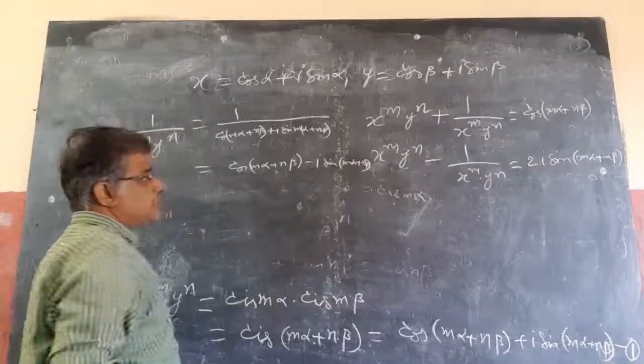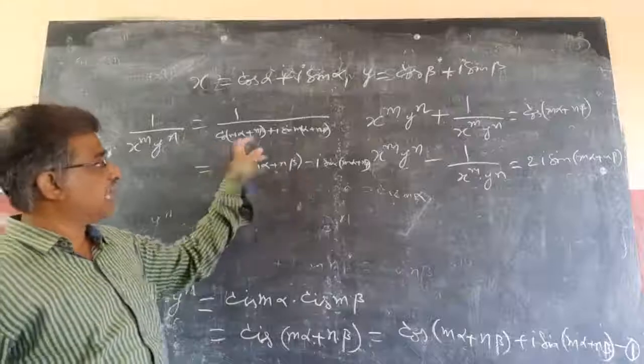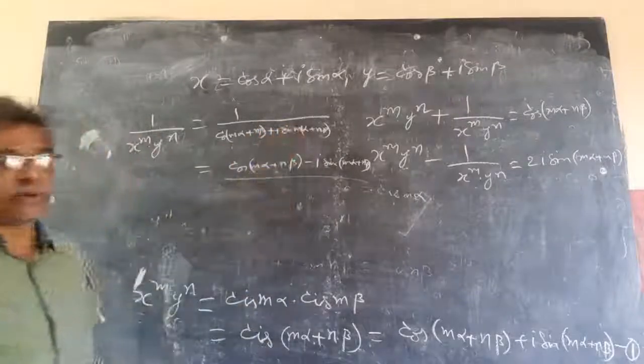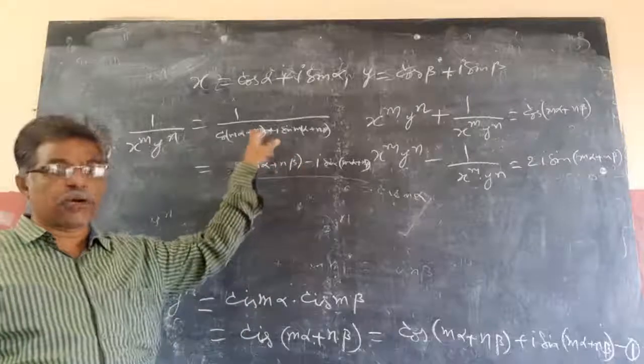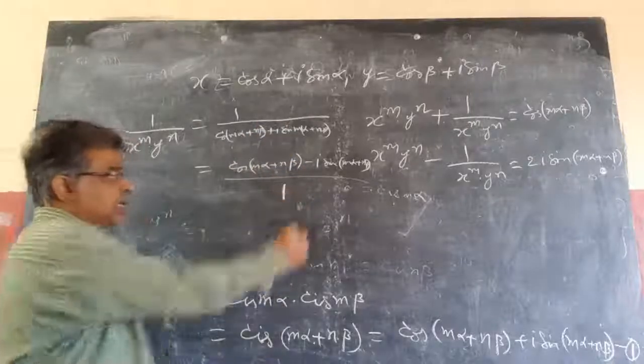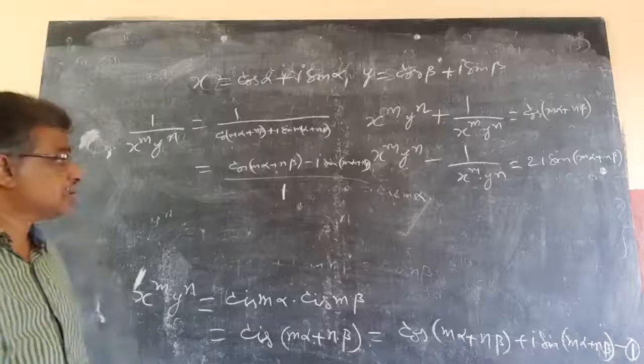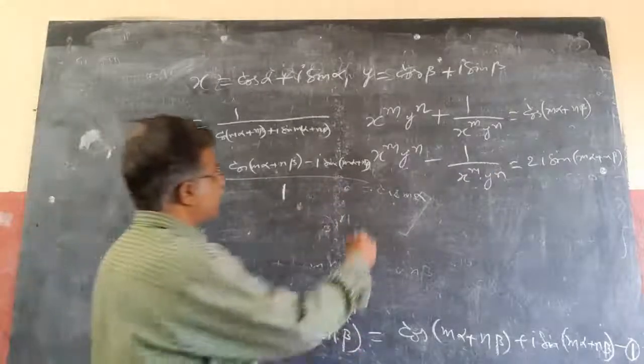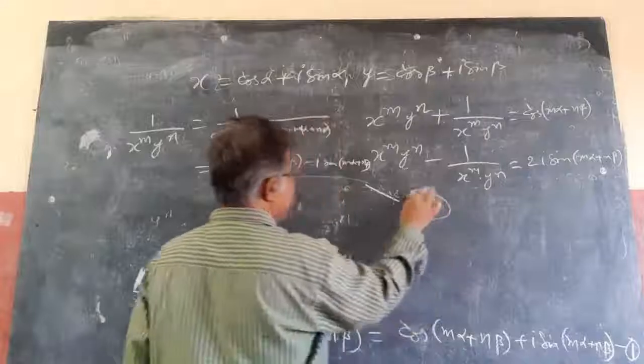I will multiply numerator and denominator with this. The denominator becomes cos square theta minus i square sin square theta. i square is minus 1, so cos square theta plus sin square theta is 1 in the denominator I will get. So automatically this is cis of minus theta, simple. Let this be equation 2.